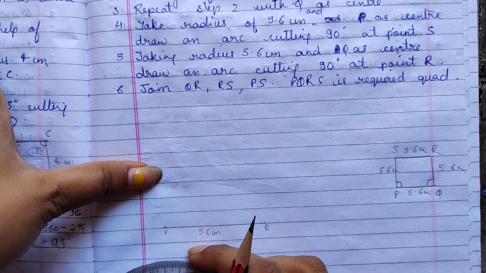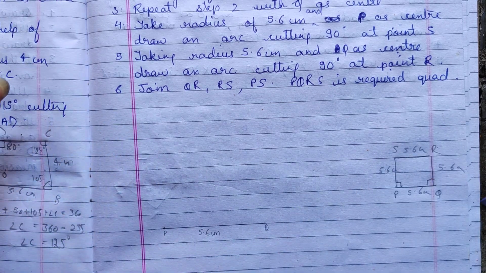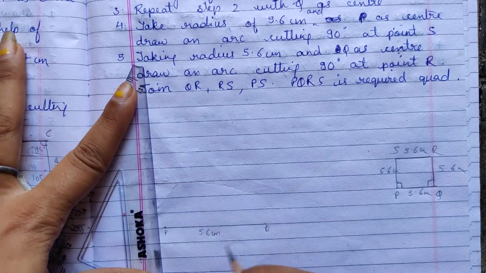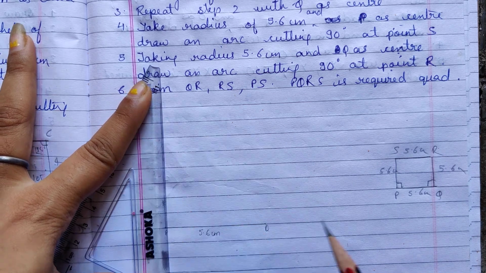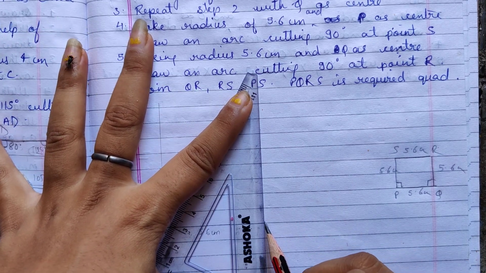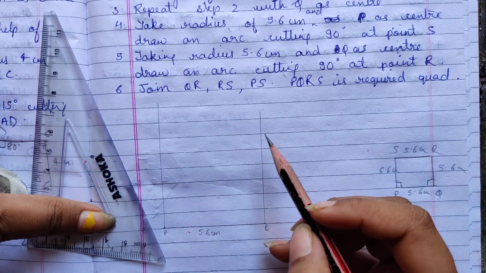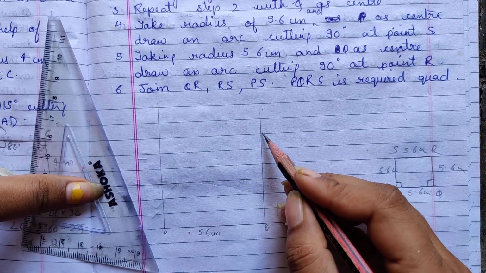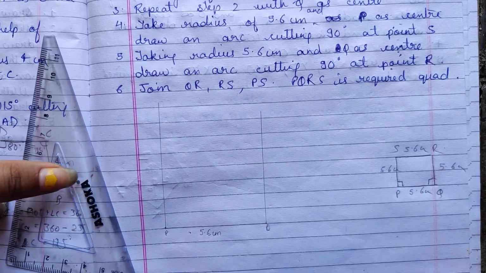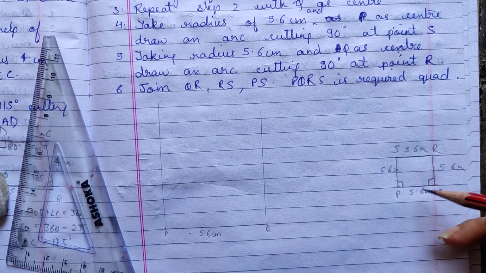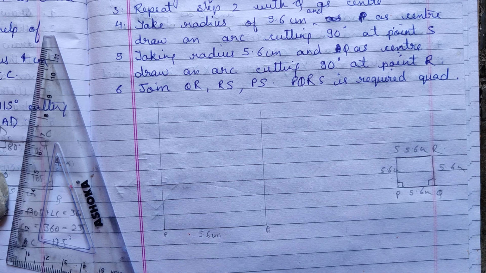Okay, so I have marked both the angles. Now join the line. Keep in mind that your line should always pass through the dot you have marked. Okay, now the length of PS and RQ is 5.6 centimeter.